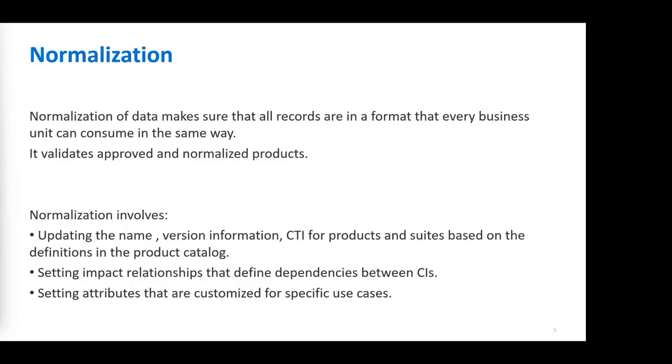So, normalization. When we say there are different sources supplying us the data, right? There are different data providers. So there is a problem of consistency with that data, right? Maybe the categories are inconsistent. Maybe the naming convention in the different discovery tools is different, right? Or when I am manually entering the entry for the CI, I might enter it differently.